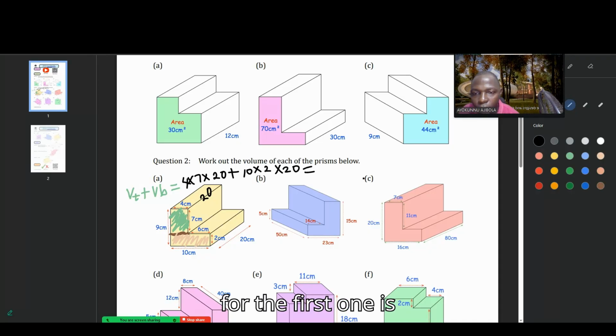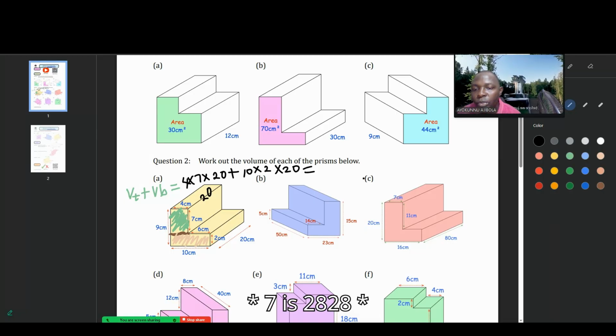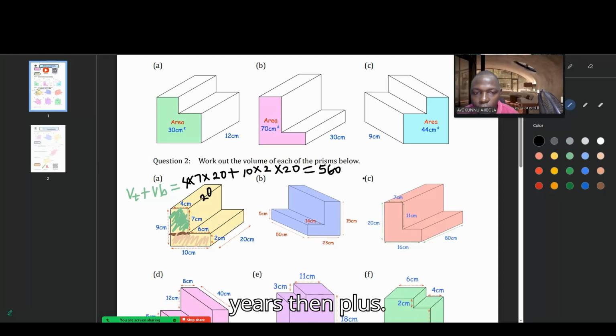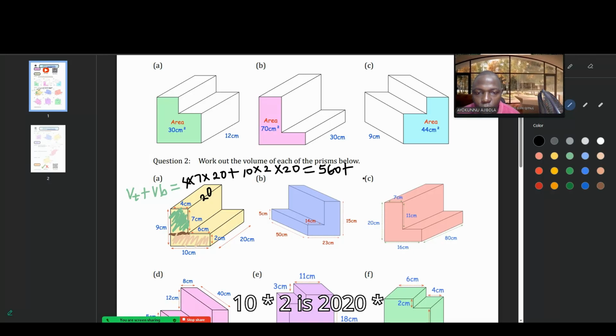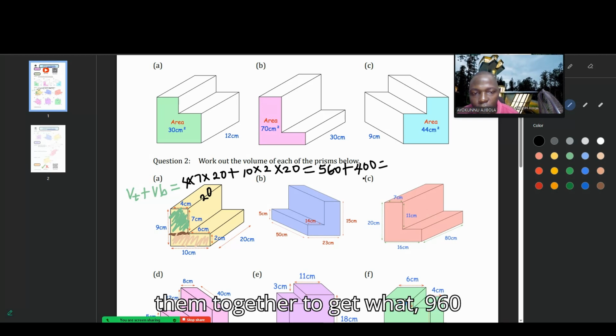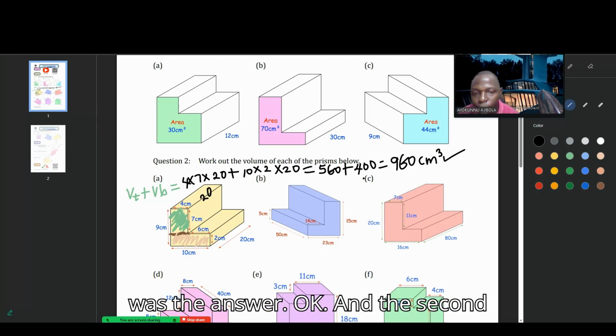It's going to be 4 times 7, which is 28. 28 times 20 should be 560. Then plus 10 times 2 is 20, and 20 times 20 is 400. So we add them together to get 960 cm cubed. That was the answer.